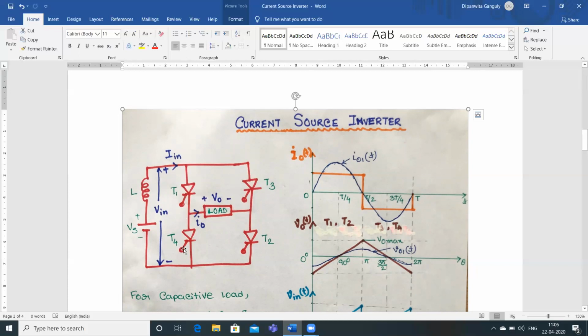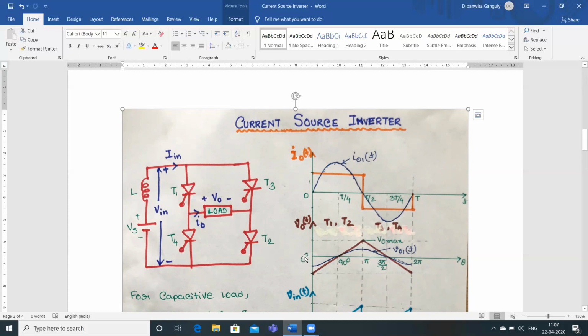Similarly, as T4 is on, the minus will come across the anode terminal of T2, and plus will come at the cathode terminal of T2. So T2 will also get reverse biased. So during this portion of time, from pi to 3 pi by 2, the thyristors T1 and T2 are in reverse bias.